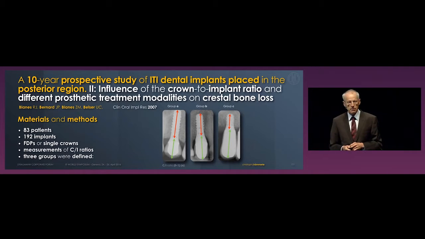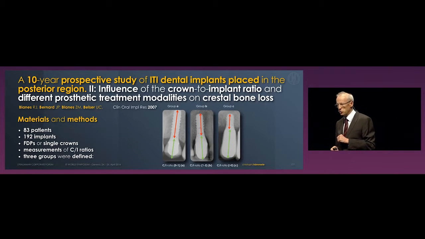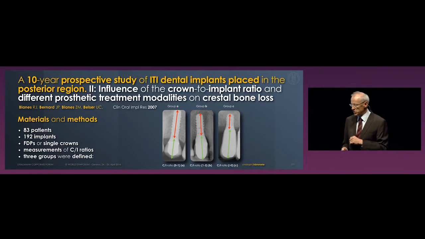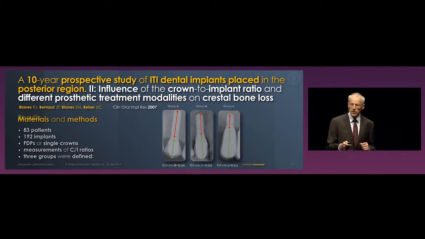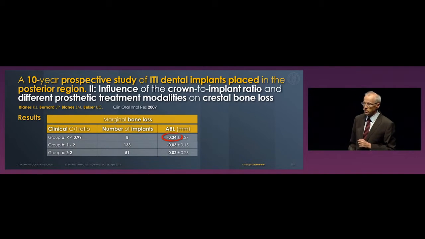Blanes, Bernard, Blanes, and Belzer did an excellent study. In their material, they had 83 patients with almost 200 implants, single crowns and fixed dental prostheses, and they measured the crown to implant ratio. They made 3 groups. You can see them in these radiographic images. The first group, where we will all say this is very favorable. Then an intermediate group, and what they would call a difficult group.